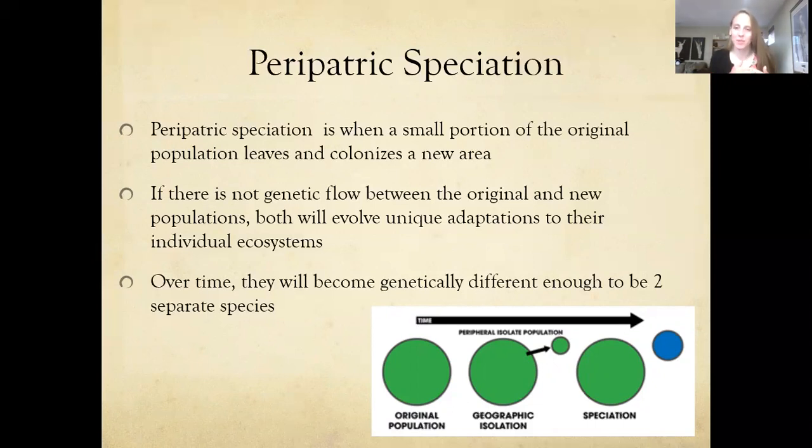Once again, there's not going to be any genetic information moving between the original population and that new little colonized one. And so they're going to evolve unique traits and become genetically different. So that's what this is showing down here. We have the original population, a small group goes and colonizes a new area, and it evolves new traits until it becomes a new species.